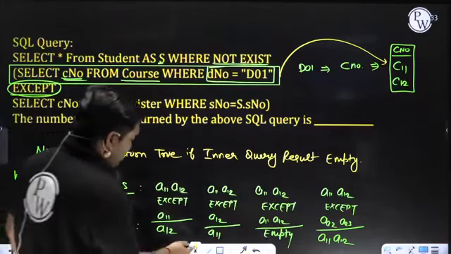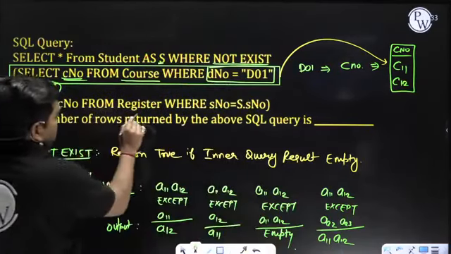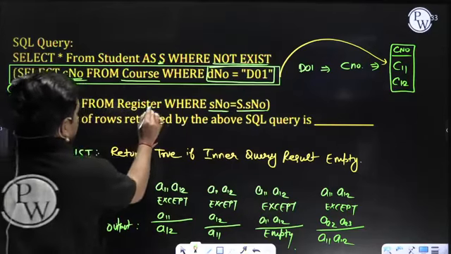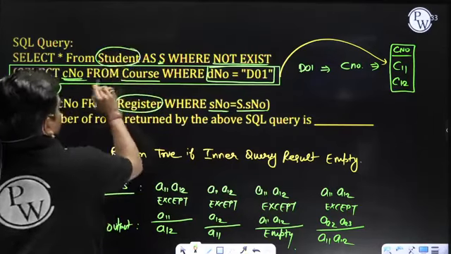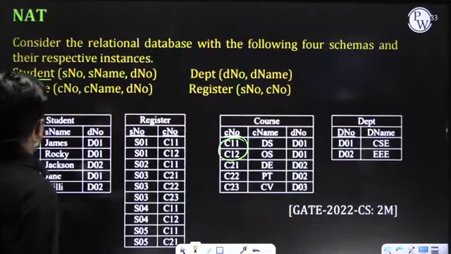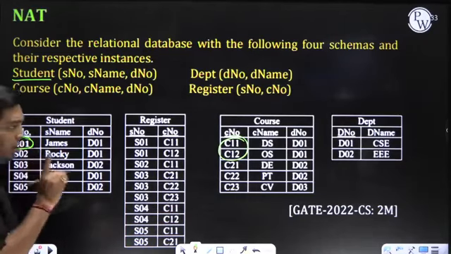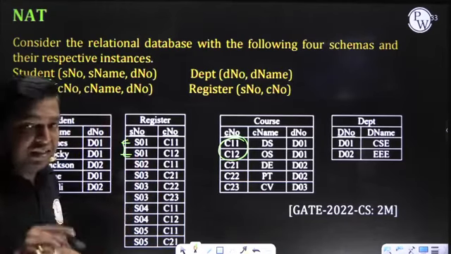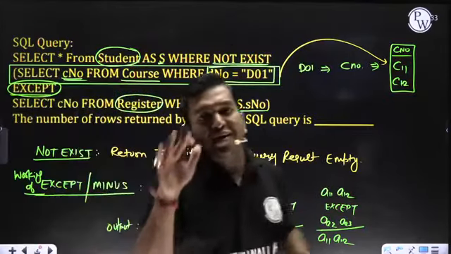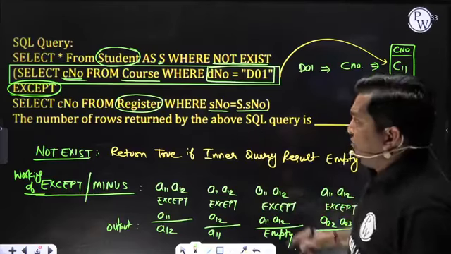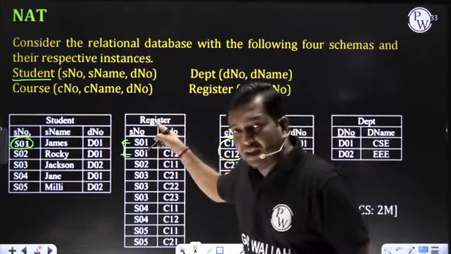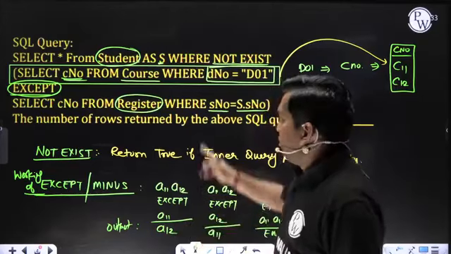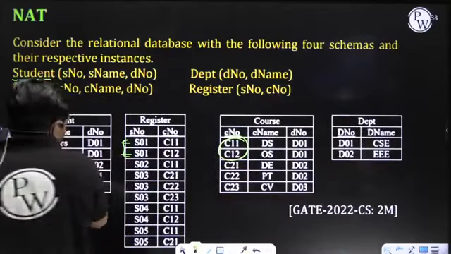Now what is the next query? Select course number from register where S.number equals S.SSN number. What is it saying? We have to use the register table and the student table, because the student table has alias S. We have to select those course numbers from the register table where the student number matches the student table's number.